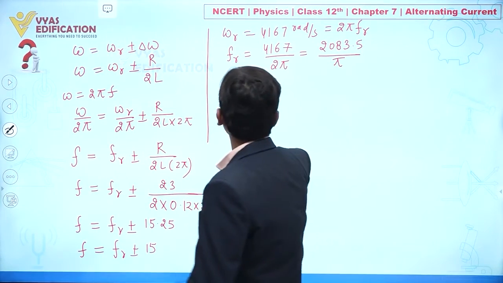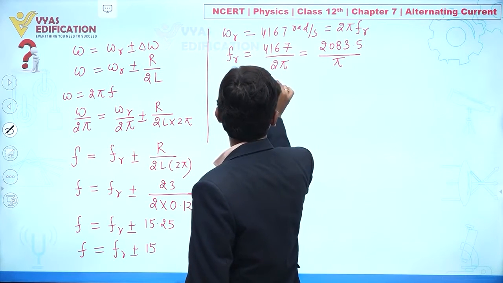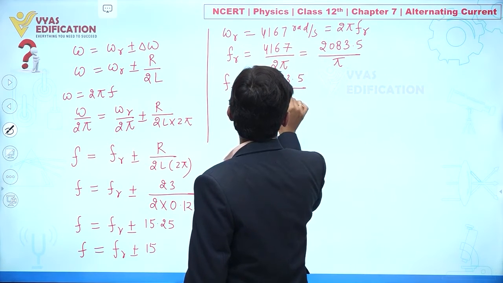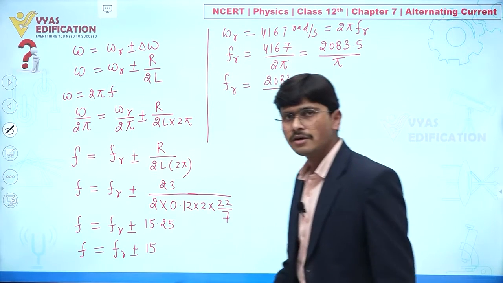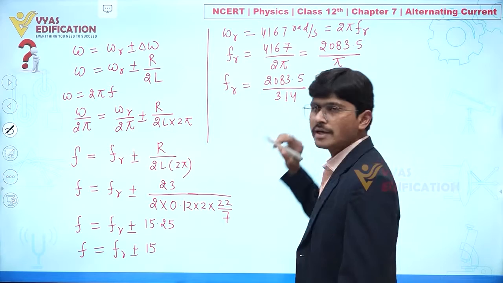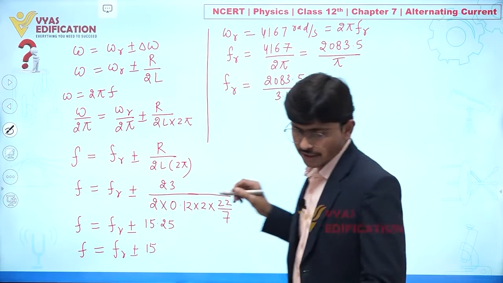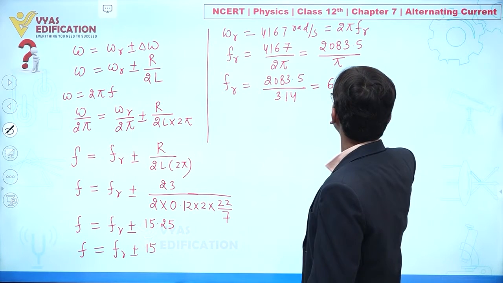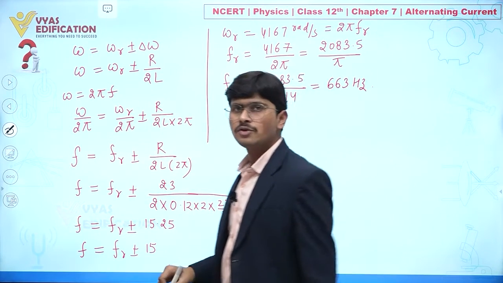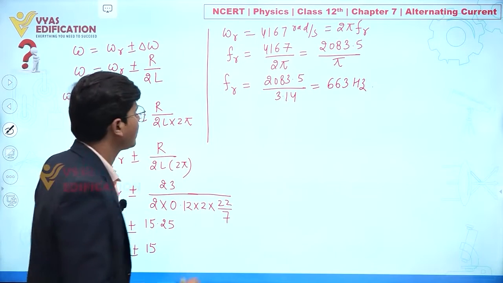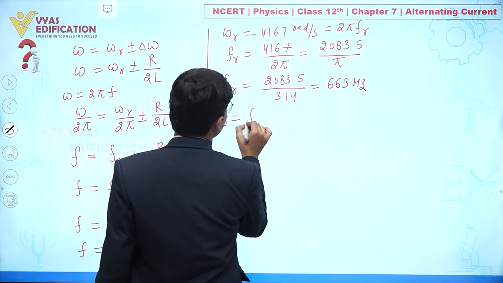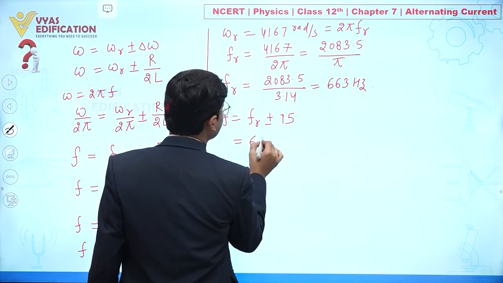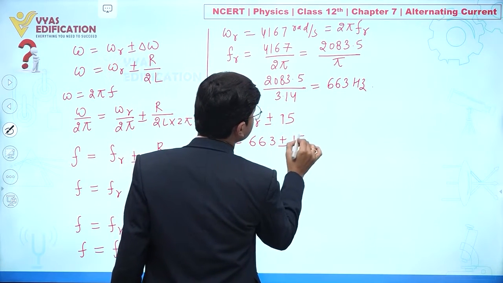So f_r value is given by 2083.5 divided by 3.14. Now if you solve it, you will find this value is near about 663 hertz. So from here you can say what frequency range you are getting. We can say f is given by f_r plus minus 15, so you are getting this value 663 plus minus 15.